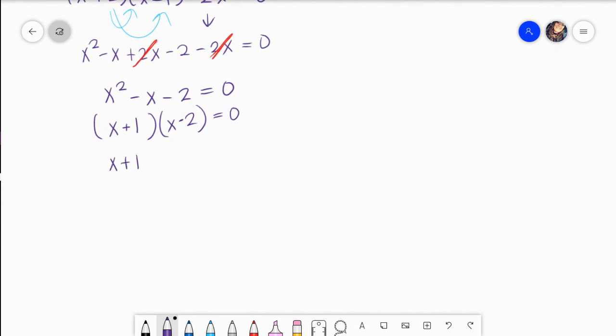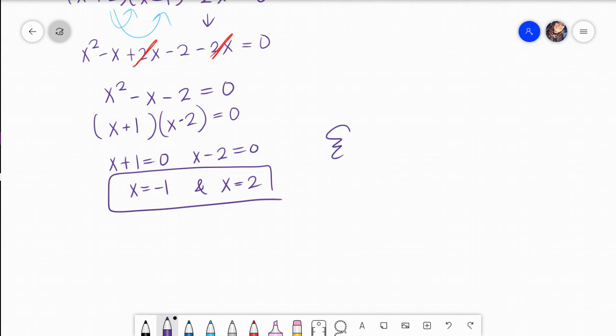Let's go ahead and set each factor equal to 0 and solve each of these little equations. We would get x equals negative 1, and we would get x equals 2, right? And so putting this in solution set form, that would be our answer. Okay, so I hope all of that made sense. That's actually the end of 13.6.